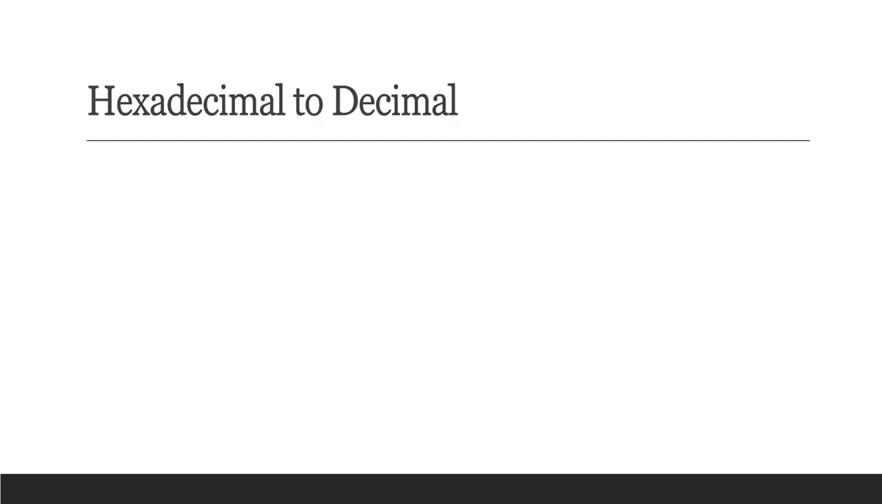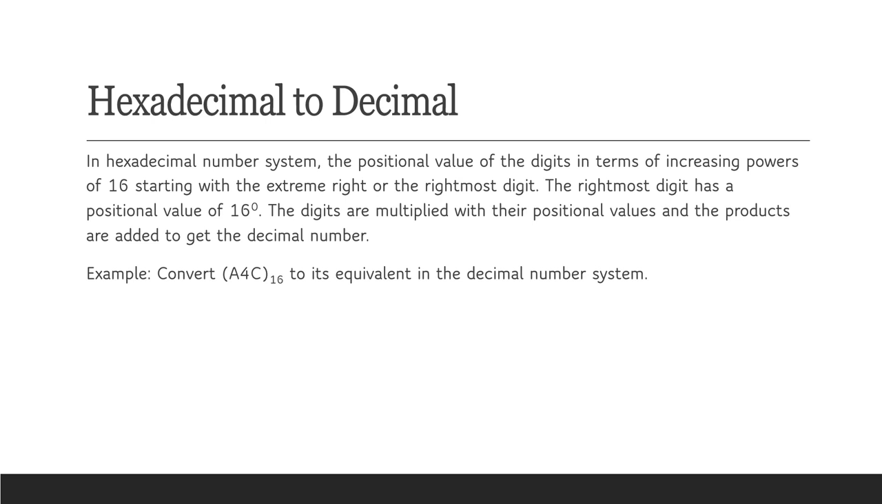Hexadecimal to decimal. In the hexadecimal number system, the positional value of the digits is in terms of increasing powers of 16, starting with the extreme right or the rightmost digit. The rightmost digit has a positional value of 16 to the power 0. The digits are multiplied with their positional values and the products are added to get the decimal number. Example: convert A4C with base 16 to its equivalent in the decimal number system.